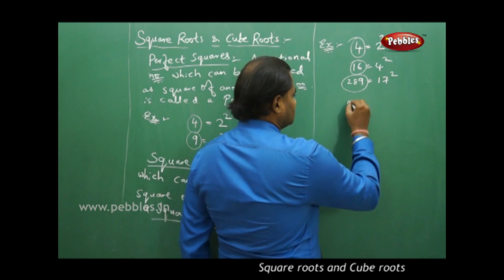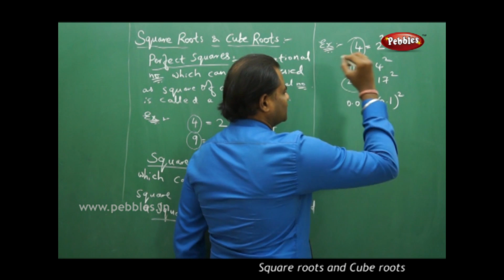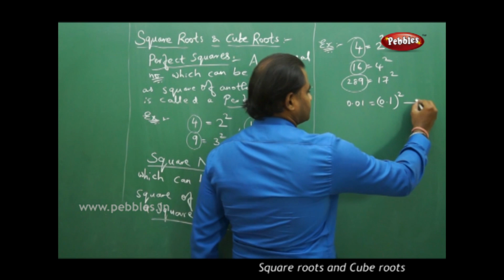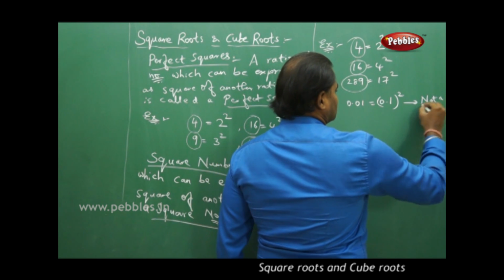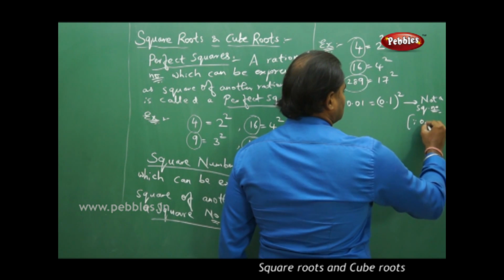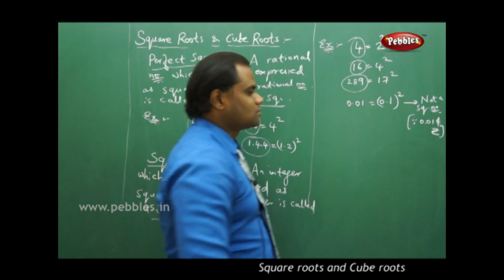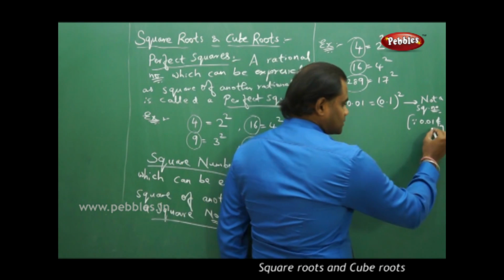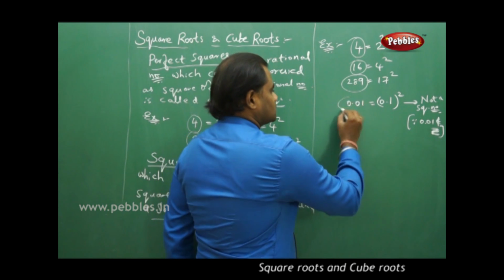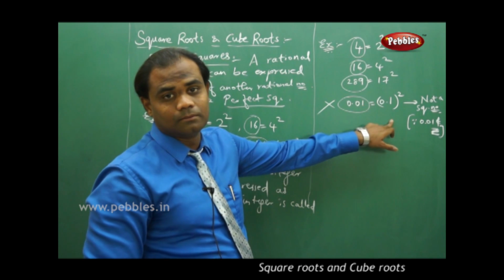But if I take a number like 0.01, which is the square of 0.1, it is not a square number, since 0.01 does not belong to Z. It does not belong to the set of integers. Therefore, this does not make it a square number, but it is a perfect square.